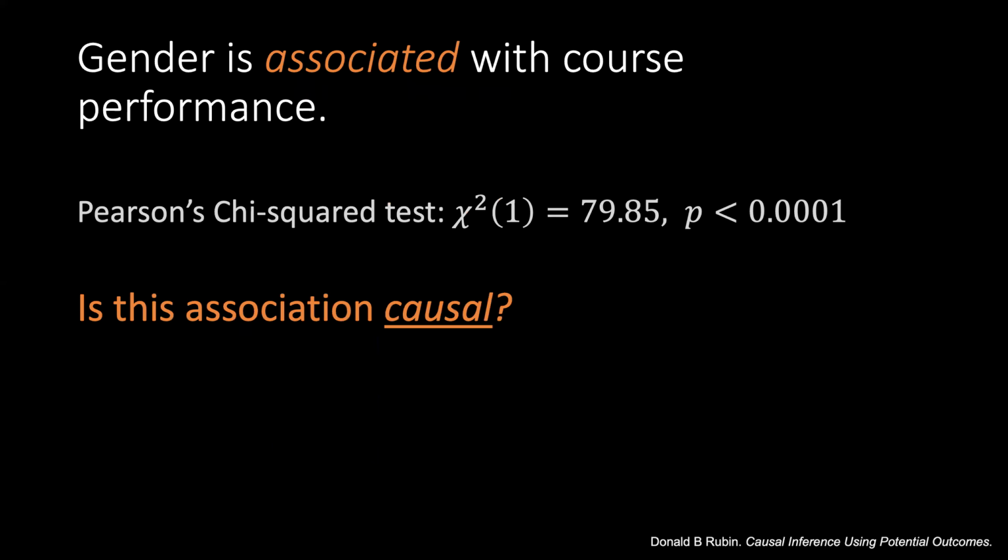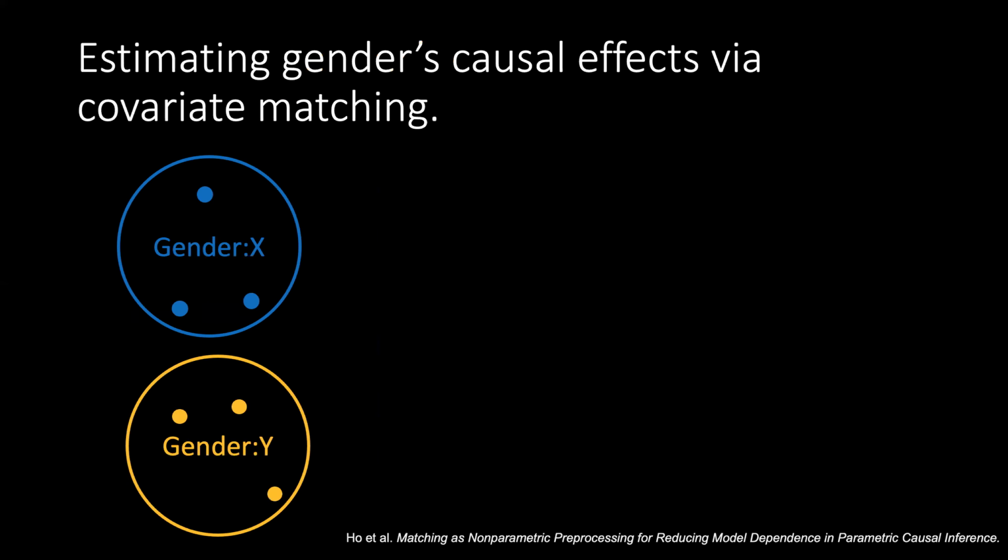That is, if students' performance differed because they differed in gender, while everything else, such as their activities, their background, and everything, remained constant. So we want to find pairs of students who performed similar activities throughout the semester and had similar backgrounds, but differed only in gender.